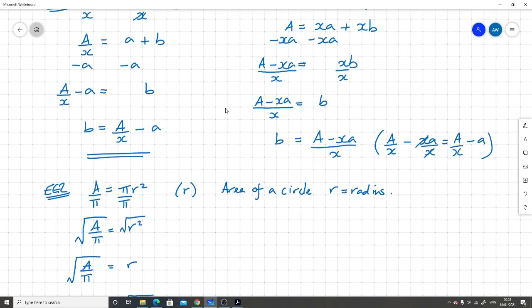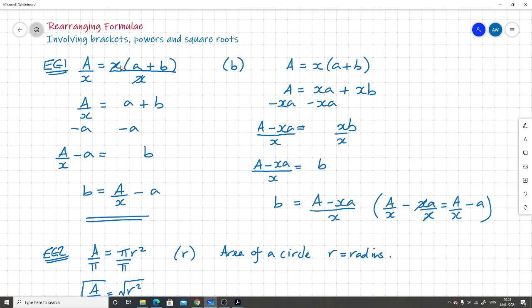And when you have a bracket, you have 2 ways of sorting it out. You can either deal with the term outside the bracket by dividing by that first to get rid of it, and then the brackets disappear because there's nothing outside to multiply by them, and then you can carry on until you got your b as the subject in this one. Or you can expand the brackets first and then do your balancing to get the letter on its own that you want as the subject.